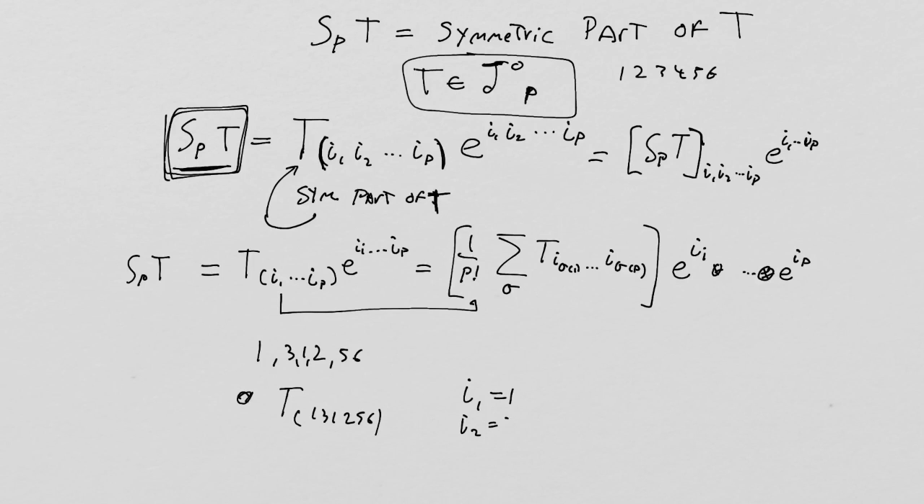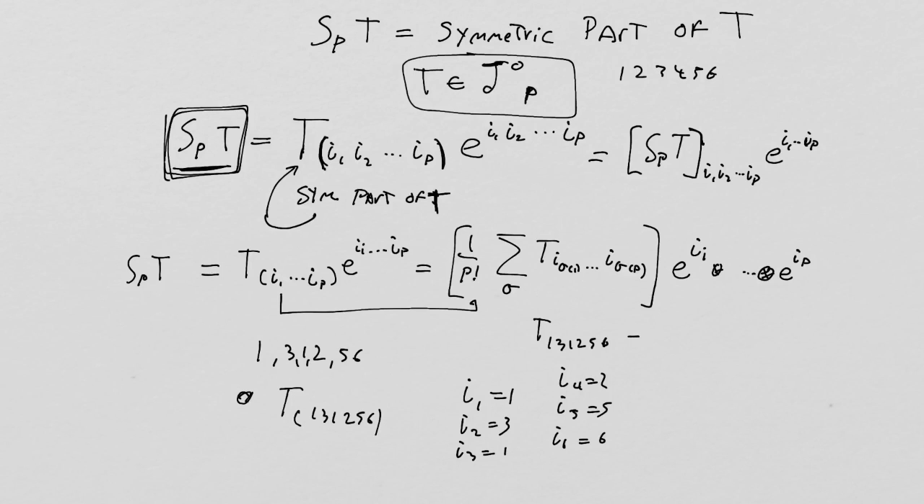I sub 2 equals 3, I sub 3 equals 1, I sub 4 equals 2, I sub 5 equals 5, and I sub 6 equals 6. So now a typical permutation would be to leave all these things alone, right? So the first permutation would be the identity permutation, and therefore this first term would be T 3, 1, 2, 5, 6. Then I might have a permutation that just switches the first two, right?